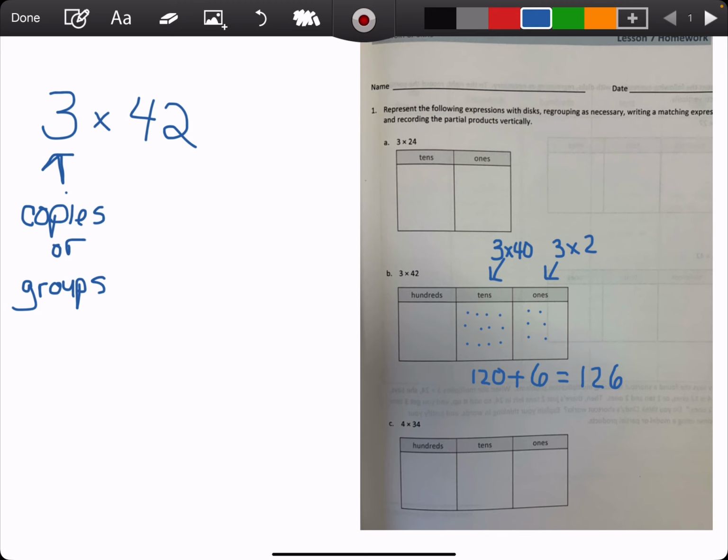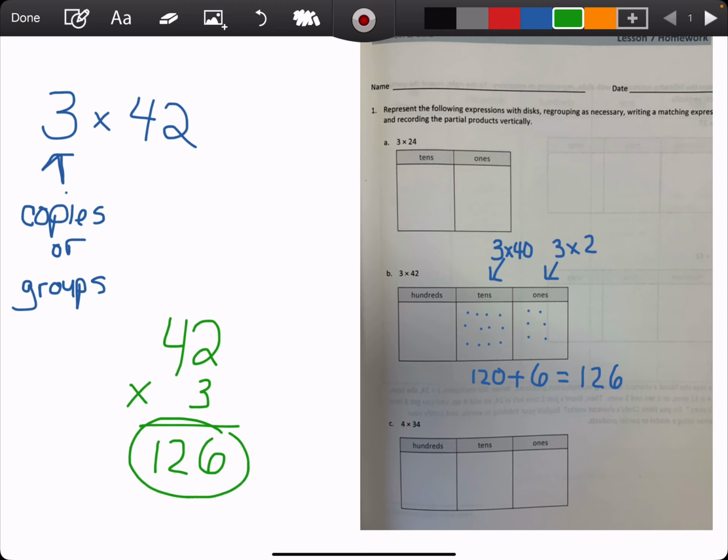So now I'm going to go over here. Let me change color. I'll go to green and do 42 times 3. I start on the bottom. 3 times 2 is 6. I have nothing to regroup. And then I do 3 times 4, which is really 4 tens, is 12. And you will see I have 126. Check that with the 126 that I have over here. And that equals each other.